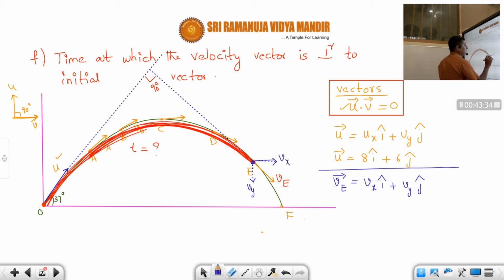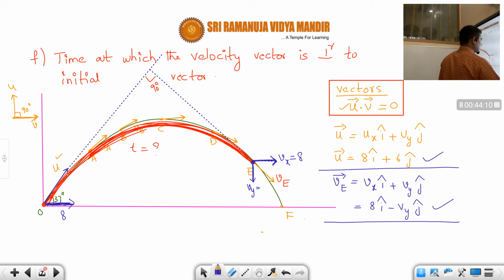Now always remember the x component will always remain constant. So that means this is the same as the x component of the initial velocity. What is the x component of initial velocity? 8. So this is anyway 8. Now I don't know this one, so let us say I assume it as vy. So I can write this as 8 i cap minus vy j cap. So I have two vectors, vector u and vector v.